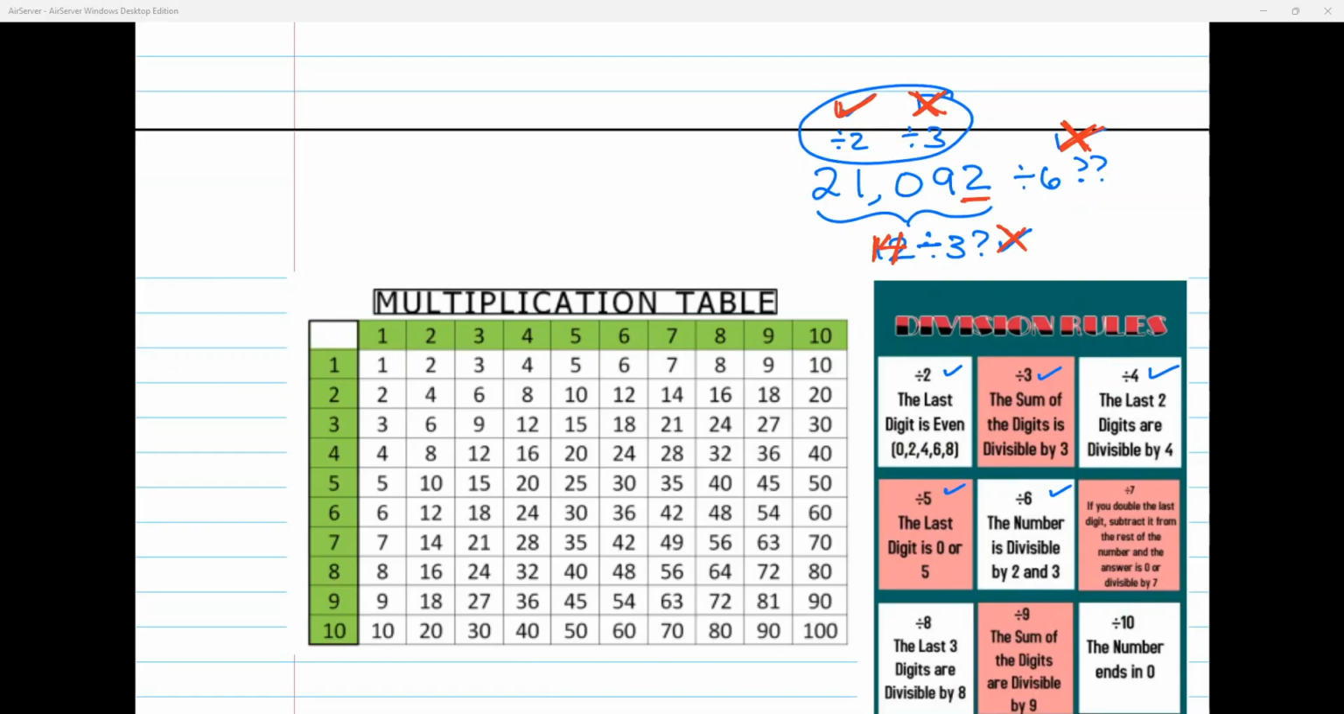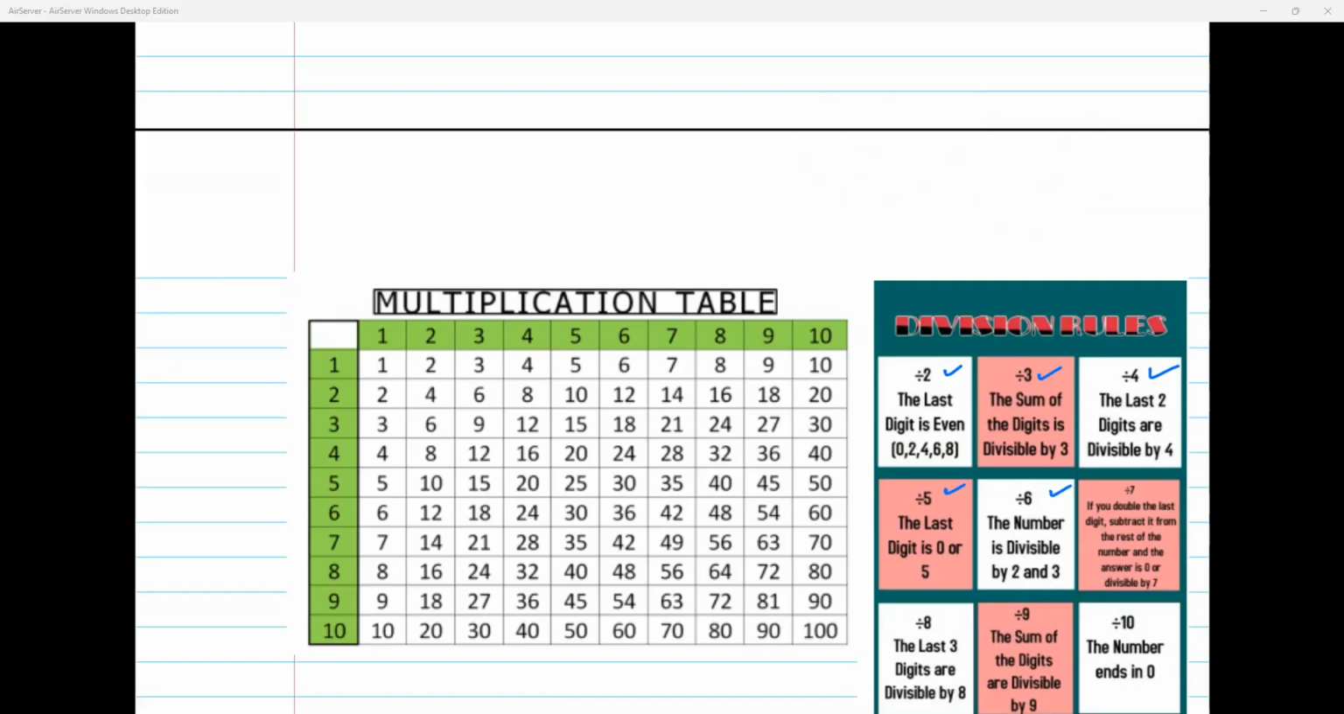And now we go to the most obscure one. Man, honestly, I am currently 43 years old, and I did not know this rule until yesterday. The divide by 7 rule. I learned it, think it's pretty neat, and we're going to show you exactly how this works.